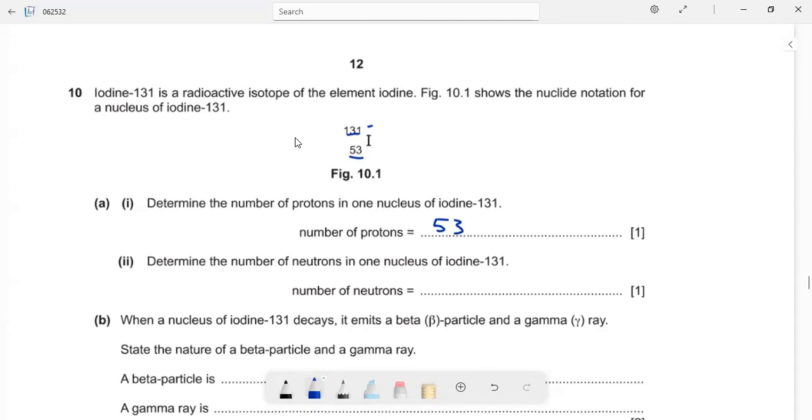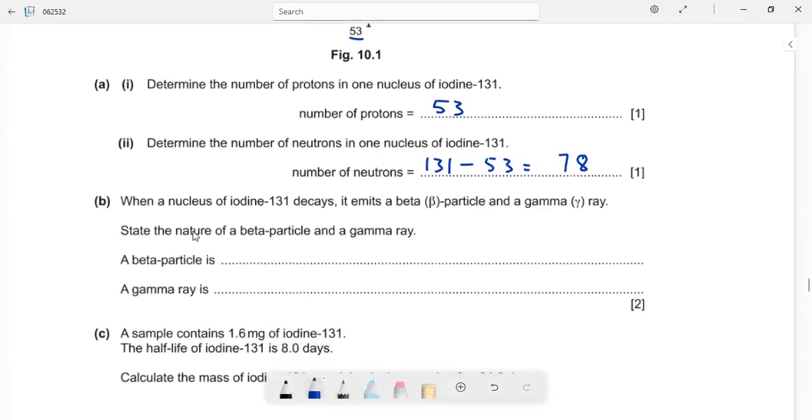Determine the number of neutrons in one nucleus of iodine 131. So the number of neutrons will be equal to the total. It is 131. Inside the nucleus, protons plus neutrons is 131 and the number of protons is 53. So 131 minus 53 gives the answer 78.